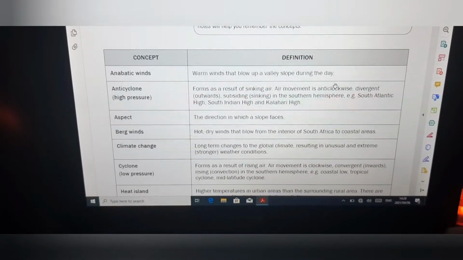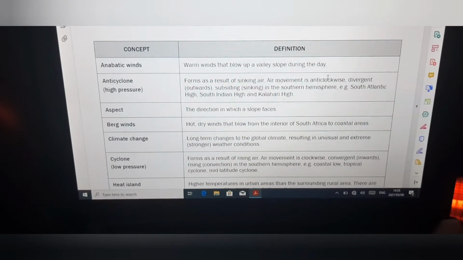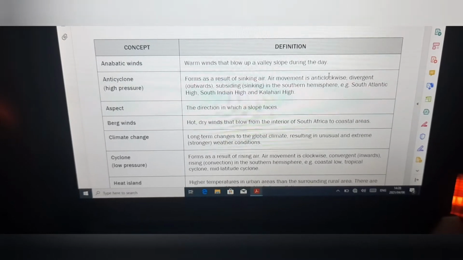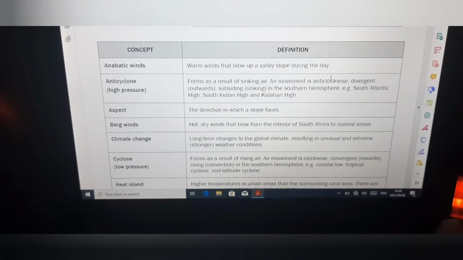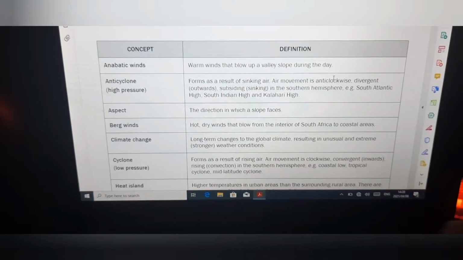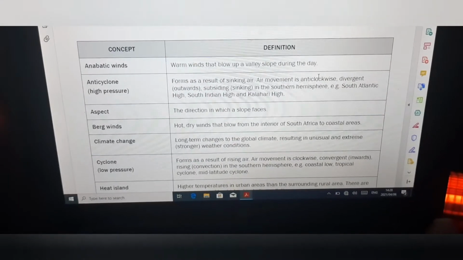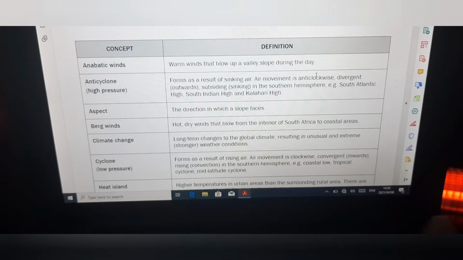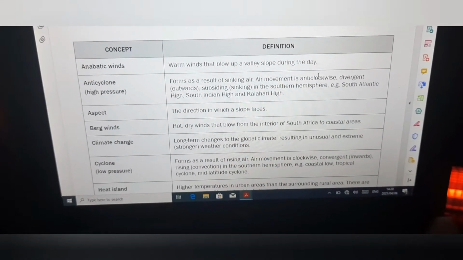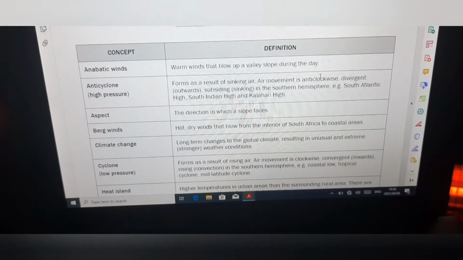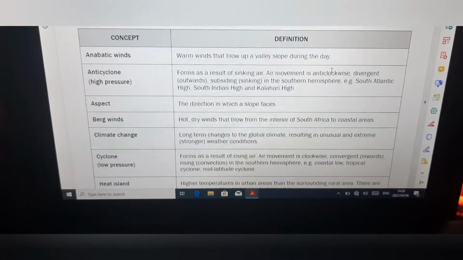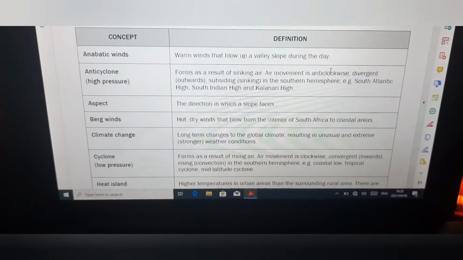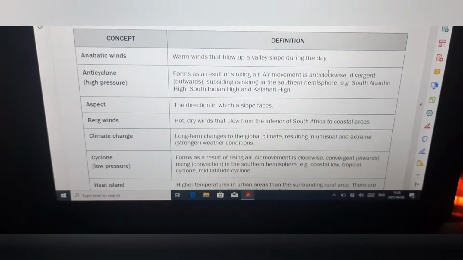These are some of the definitions that we're going to have to understand when we are dealing with this chapter, under the unit of climatology. The first one is anabatic winds. These are warm winds that blow up the valley slopes during the day. So you need to know what anabatic winds are. Sometimes you'll be asked to define these concepts.